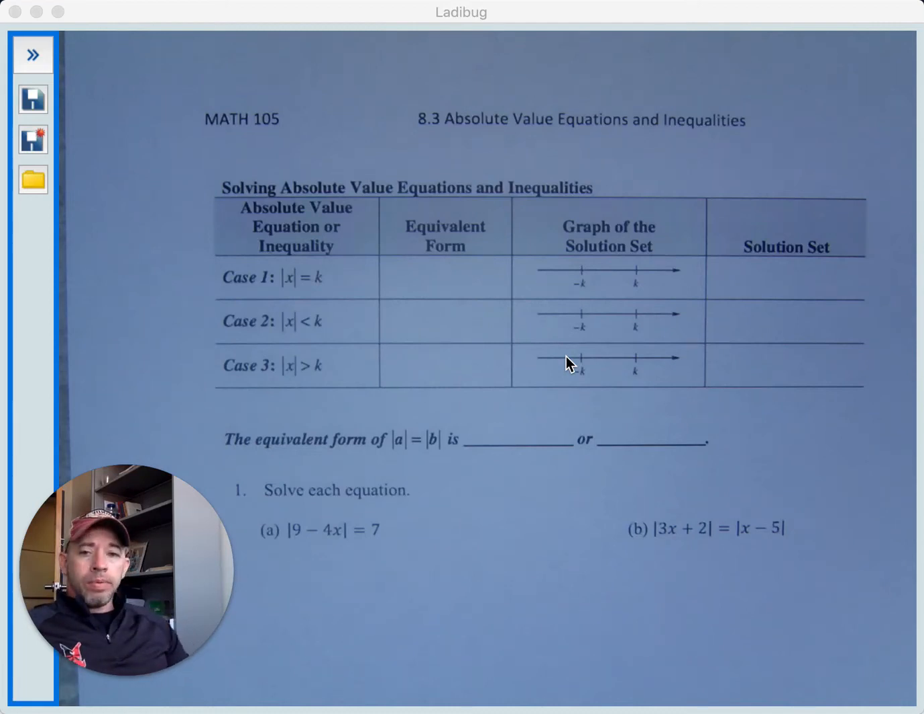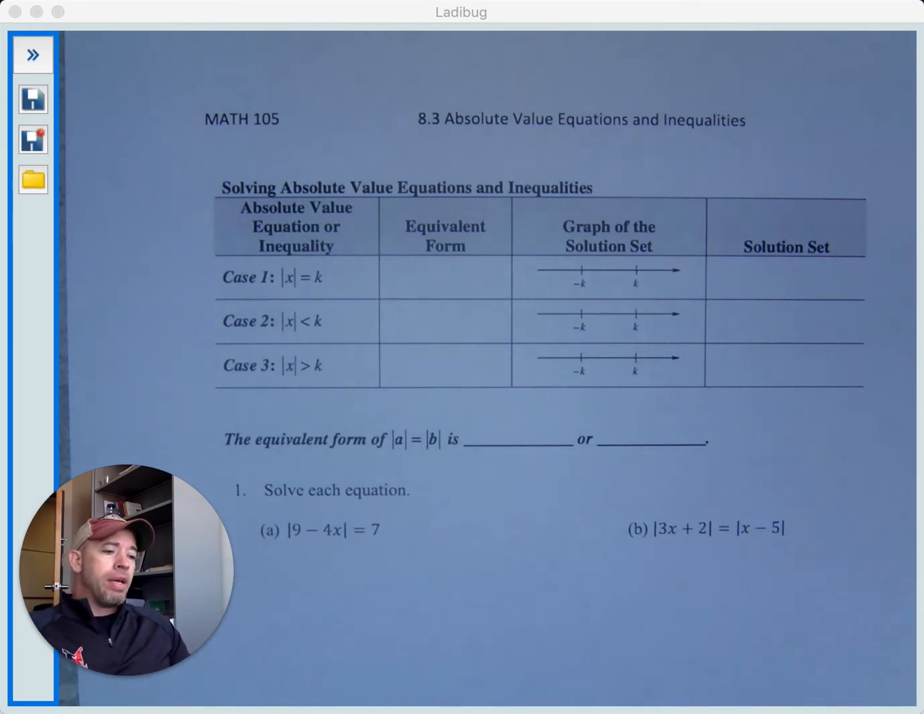Alright, the time you've all been waiting for, absolute value equations and inequalities. So we're going to talk about how to solve absolute value equations and absolute value inequalities in this section. We're going to first look at three basic cases.